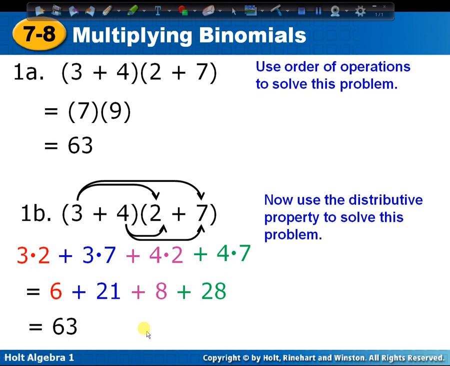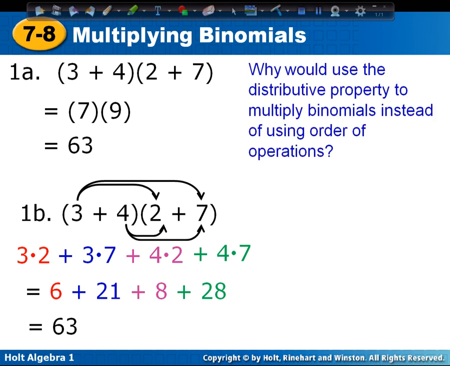The whole reason that we have to use this in the following examples is because we have variables. If we don't have variables, then yeah, we could just add and multiply. But you're going to have variables in all of these problems, so we have to know the proper way to work them when we don't know what the value is.